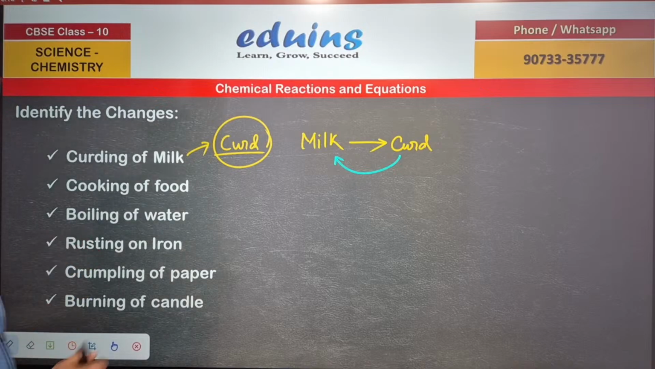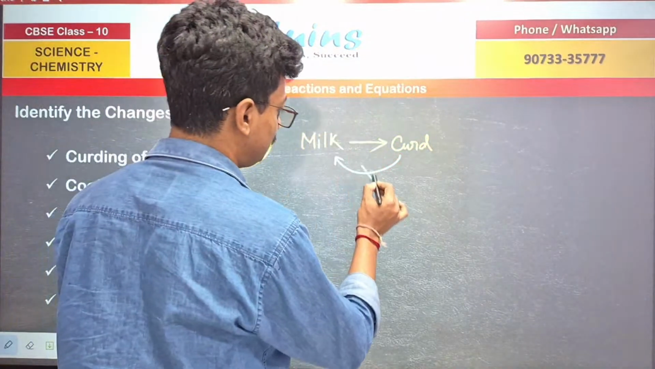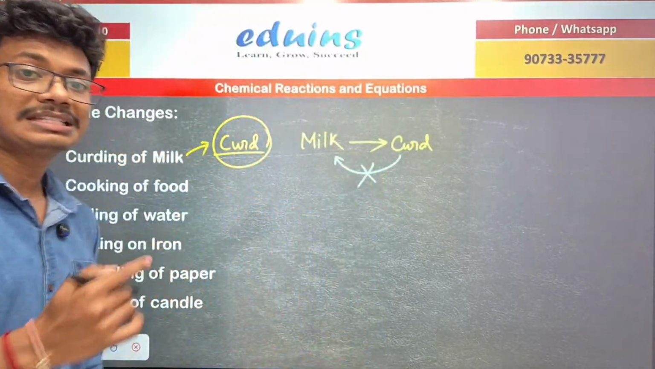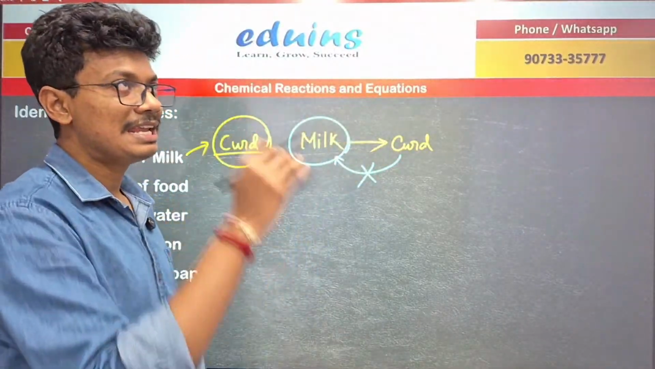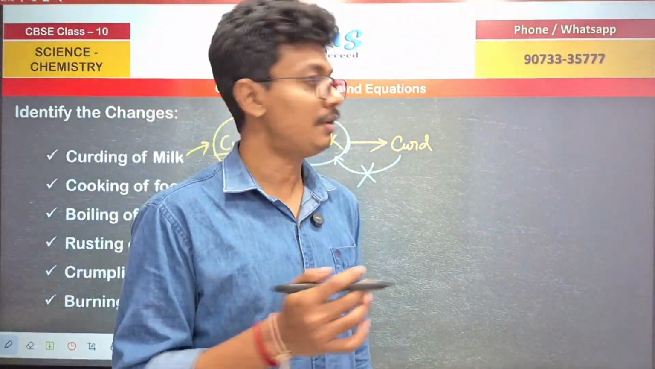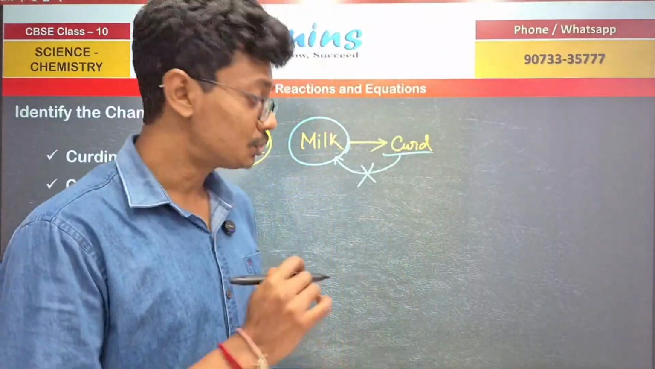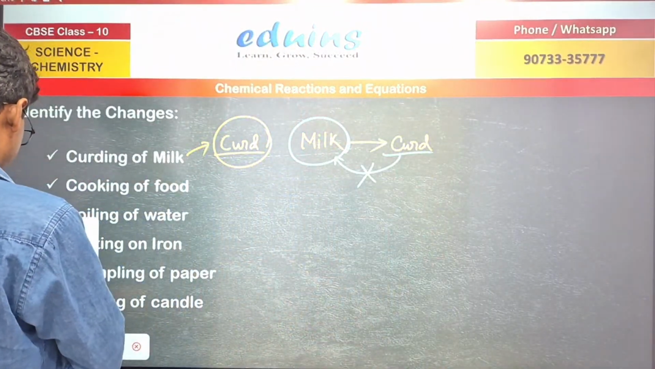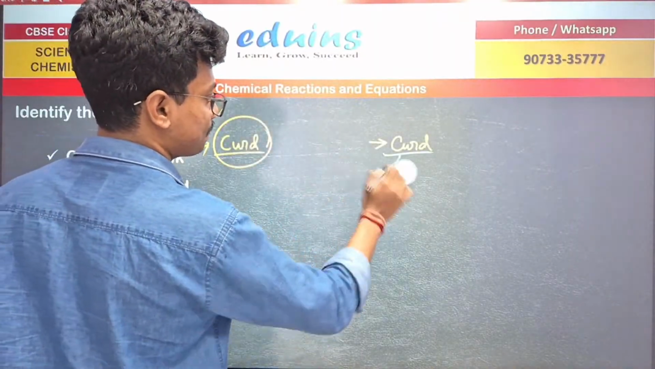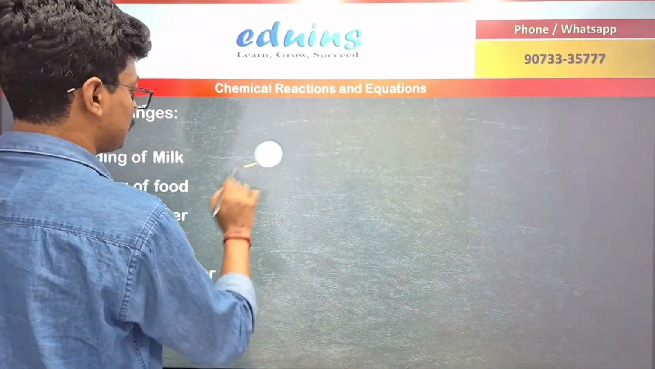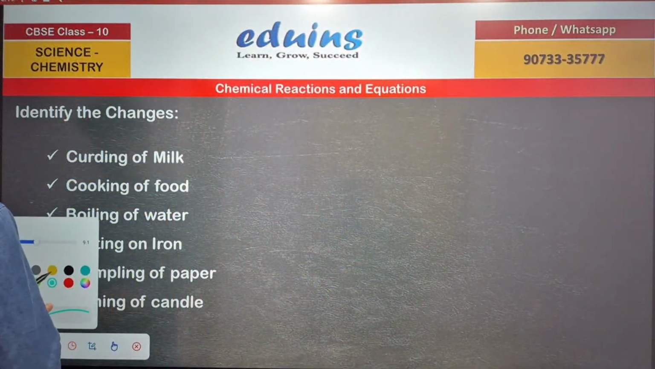No, we can't produce the milk from the curd because this is a chemical change. The milk changes its chemical composition when forming the curd. So this is a chemical change.